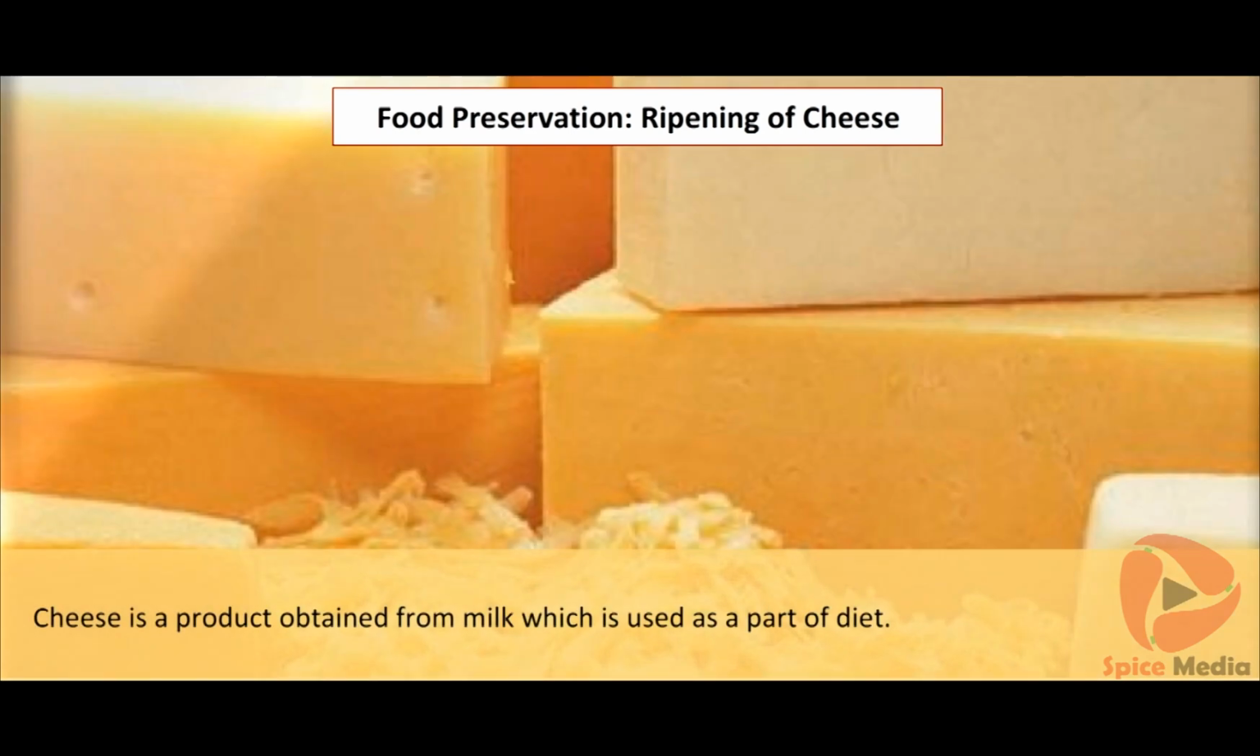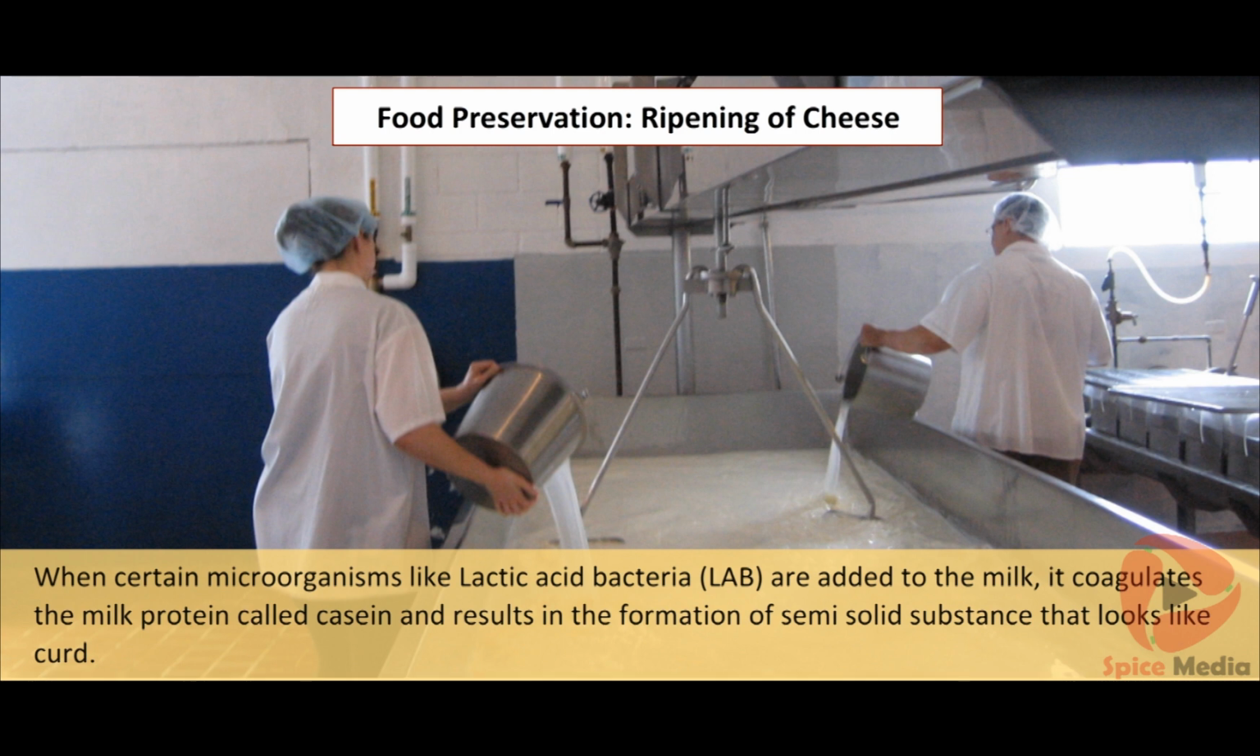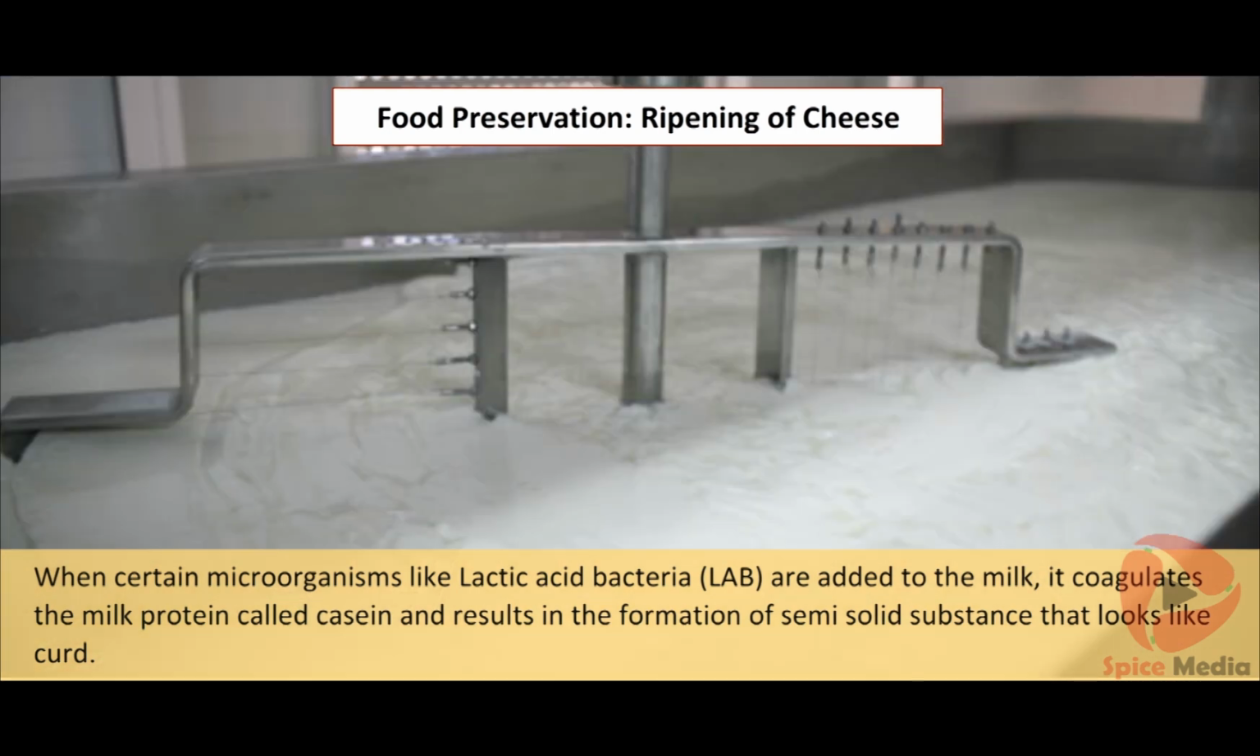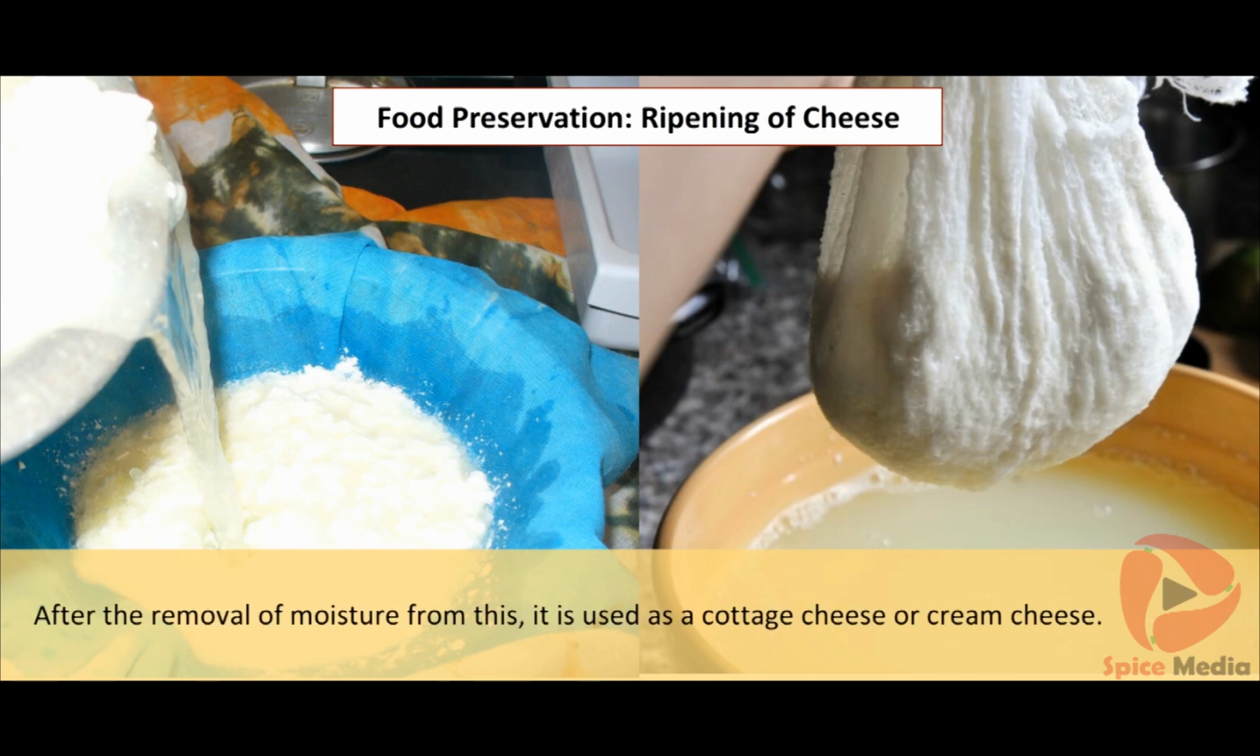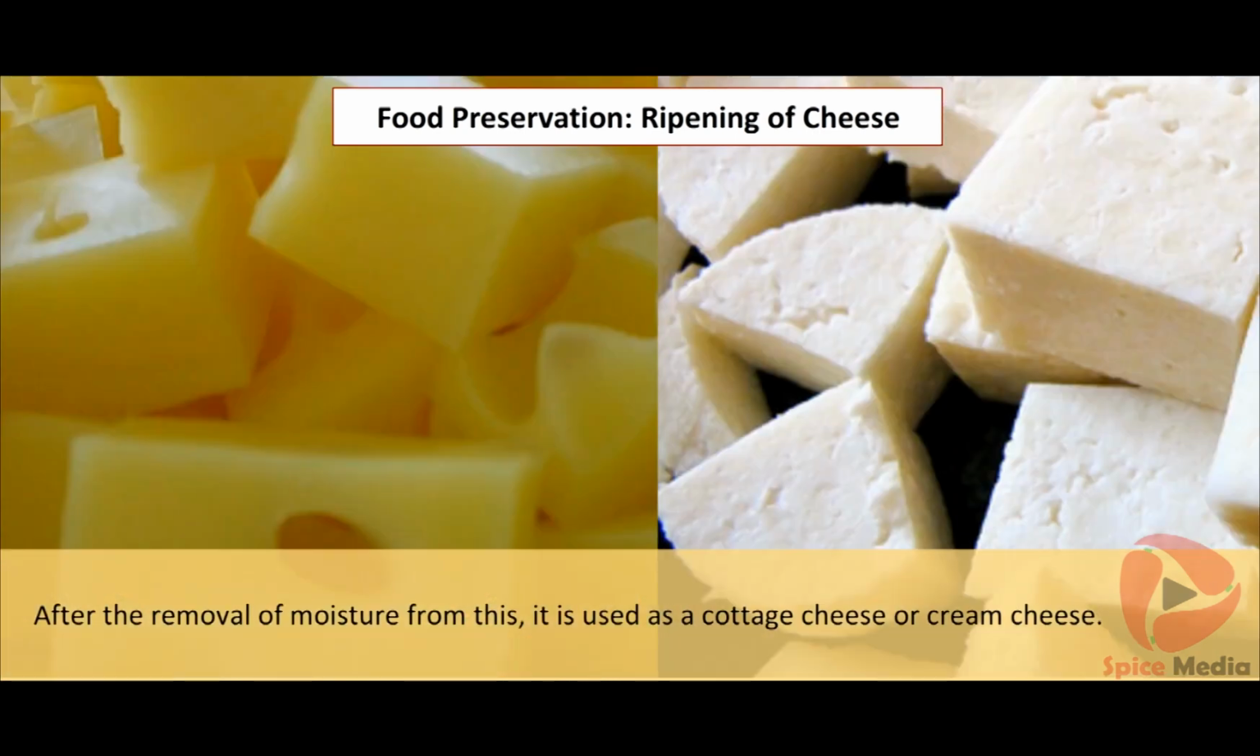Cheese is a product obtained from milk which is used as a part of diet. When certain microorganisms like lactic acid bacteria, LAB, are added to the milk, it coagulates the milk protein called casein and results in the formation of semi-solid substance that looks like curd. After the removal of moisture from this, it is used as cottage cheese or cream cheese.